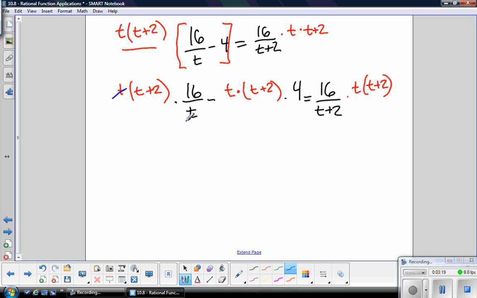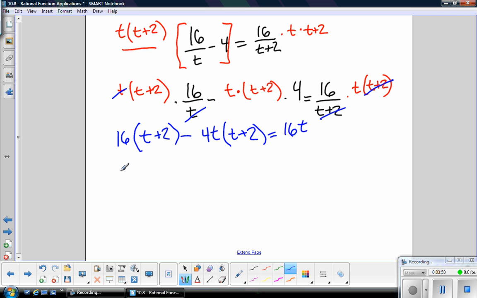The t on the top cancels with the t on the bottom. This second term, nothing cancels. This last term, t plus 2, cancels with the t plus 2. So now you're going to multiply through. I have 16 times t plus 2 minus, now I can rearrange that to be 4t times t plus 2, equals, the t plus 2's cancel, to get 16t.